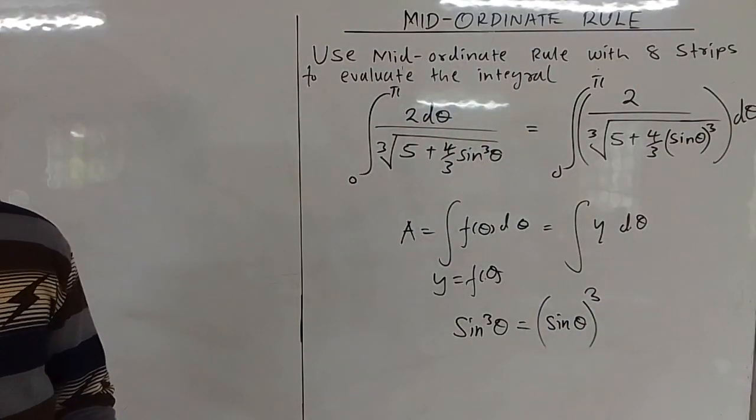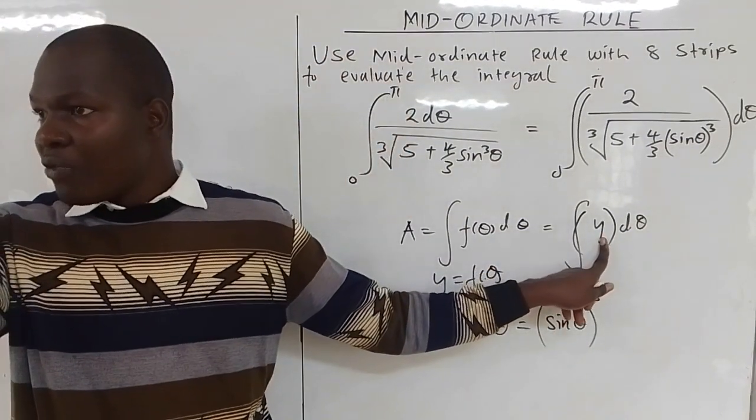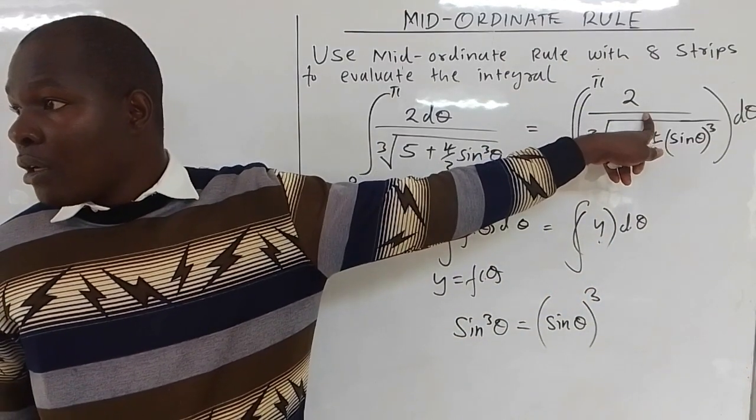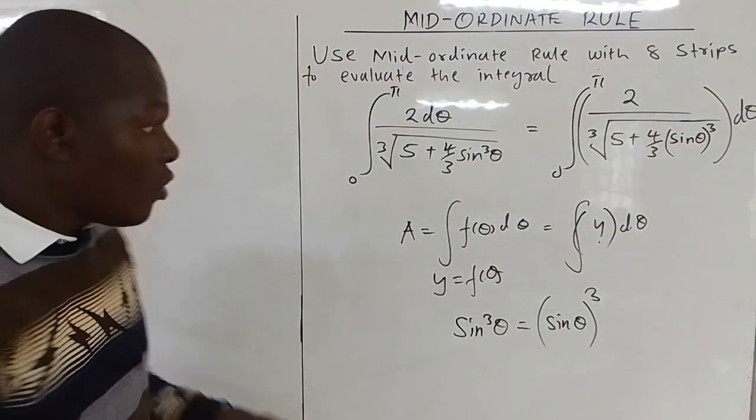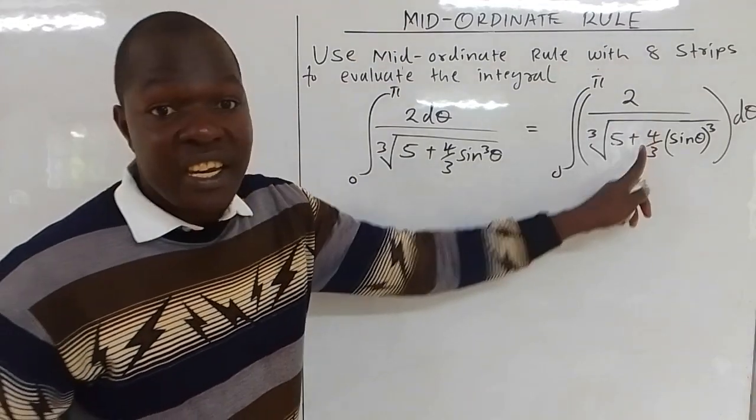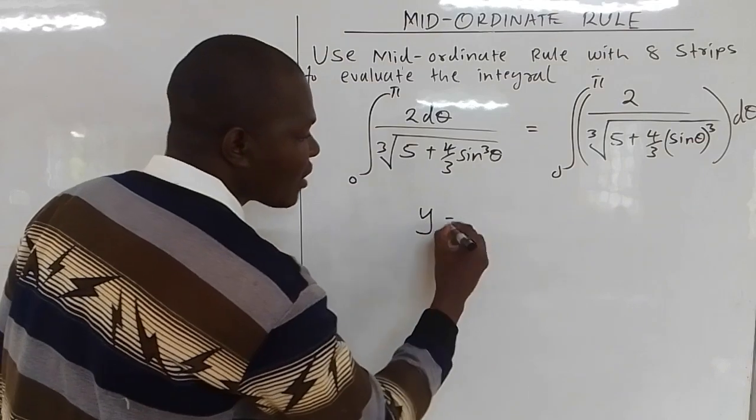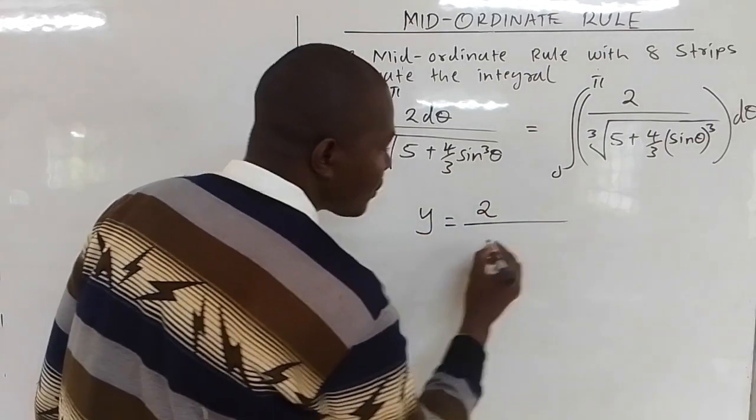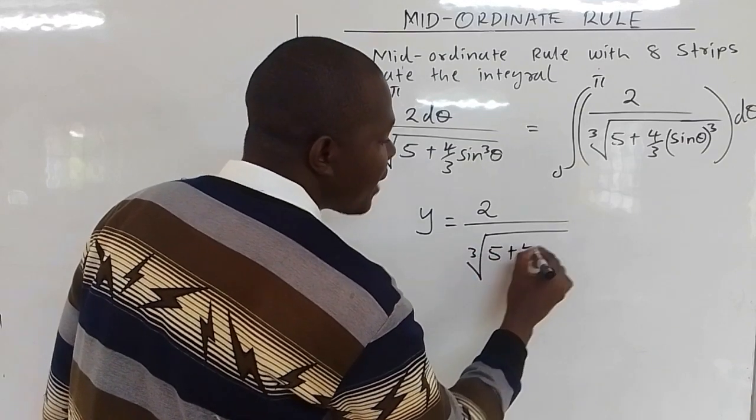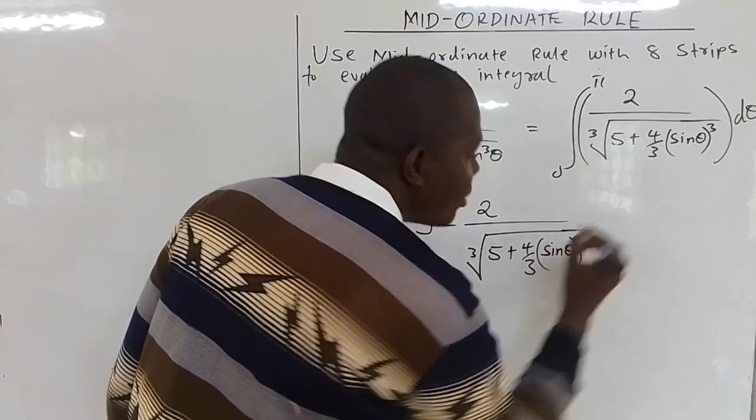Have you seen you've written it in a manner that you are able to see what is equal to y? Are you seeing what we are looking for? Meaning y is the whole of this function. Are we together? Those are just for explanation. We are rewriting it in a form in which we are able to identify the y. So y is 2 over the cube root of 5 plus 4 over 3, then sine θ all cubed, like that.